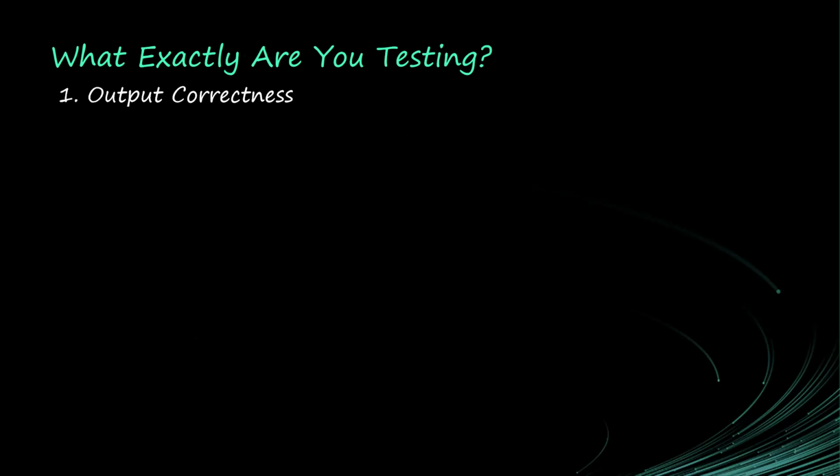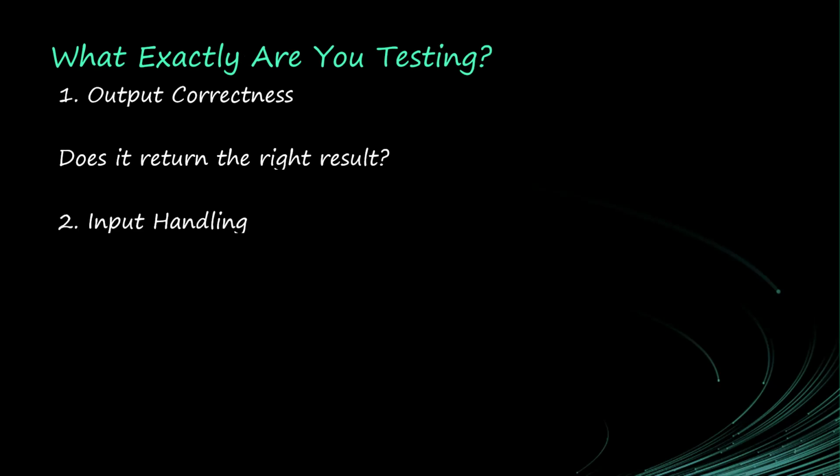Okay. What exactly are you testing for? What we are testing for is output correctness. We want to make sure that the functions we are writing, whether for a library or for anything at all, even for our own code, the output is correct. Does it return the right result? When I give an add function 2 and 3, would it return 5? When I give it 7 and 3, would it return 10? So we are testing for the correct output.